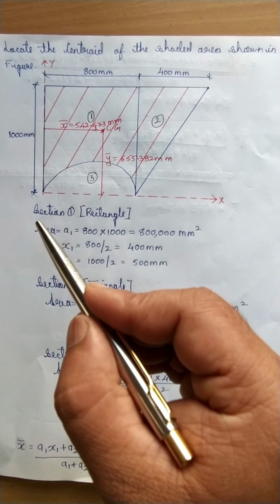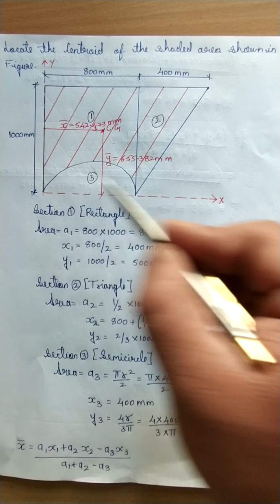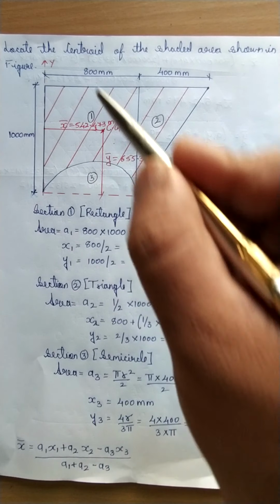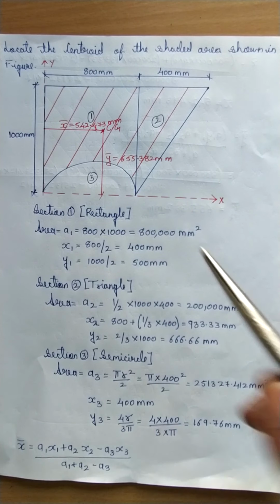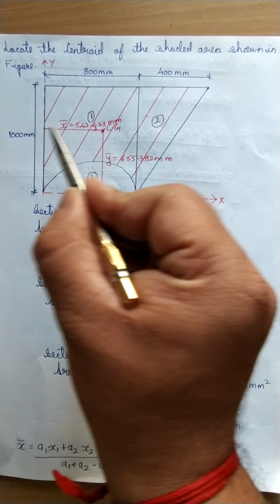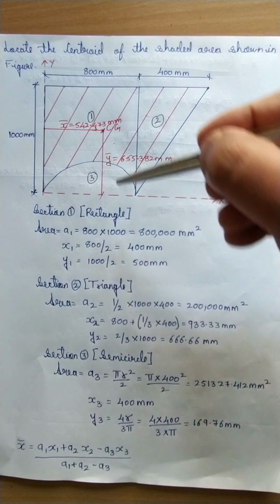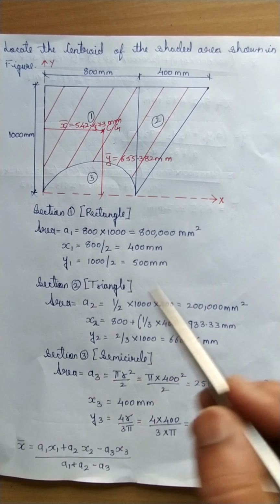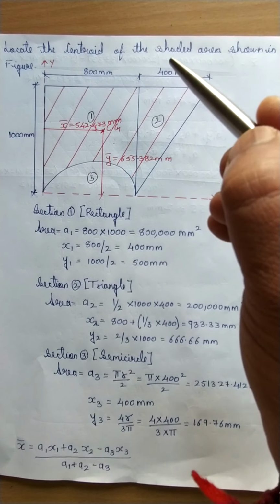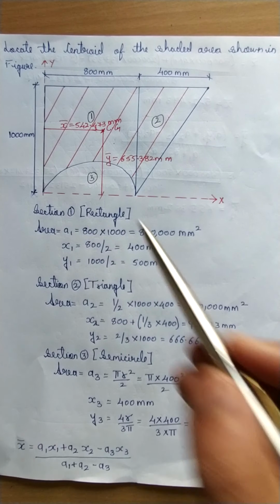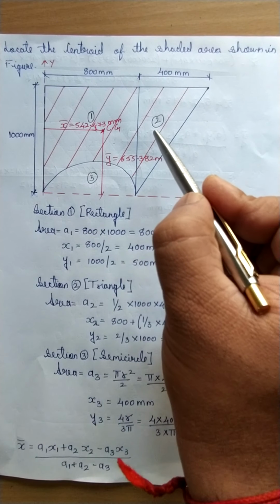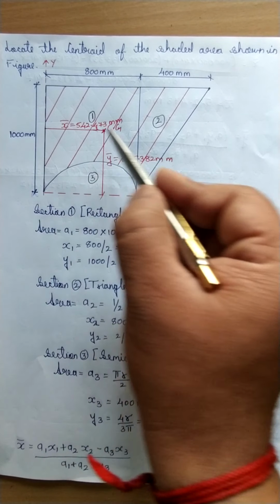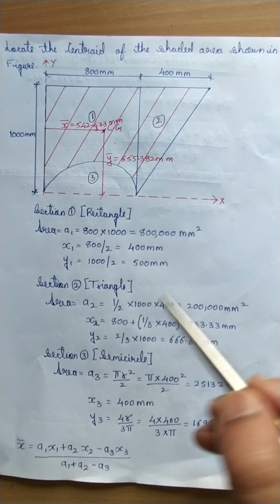So let us start. Section 1, again I will take the left bottom corner as the reference. Area of rectangle is 800 by 1000. So we are getting so much. x1 is 800 from here divided by 2. y1 along this is 1000 divided by 2. Next is a triangle. Triangle area is half base into height. So half of 400 into 1000. Then x2, it is lying somewhere here, the CG distance from here. So it will be 800 plus 1/3 of 400.